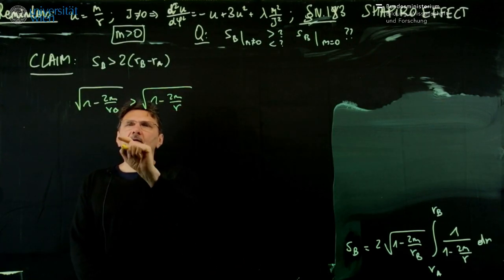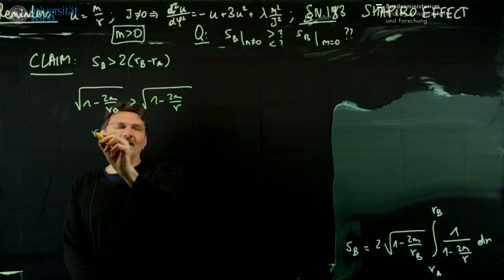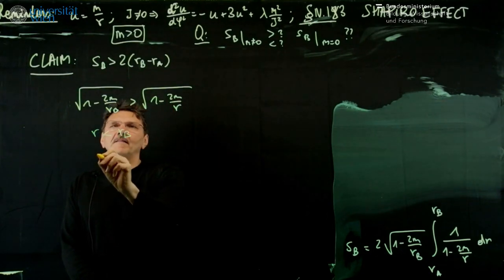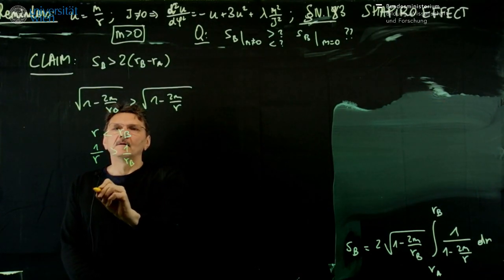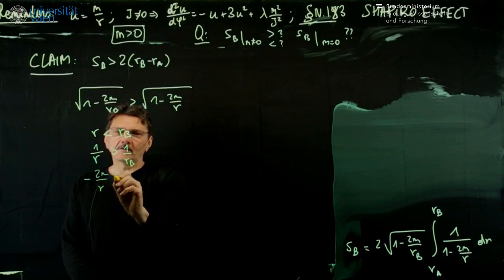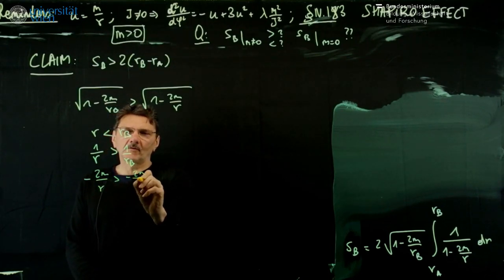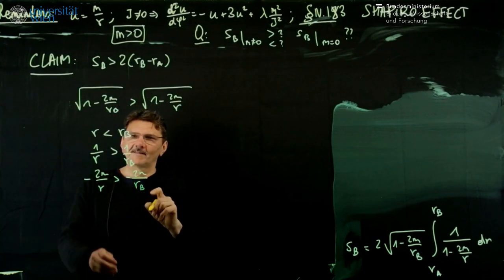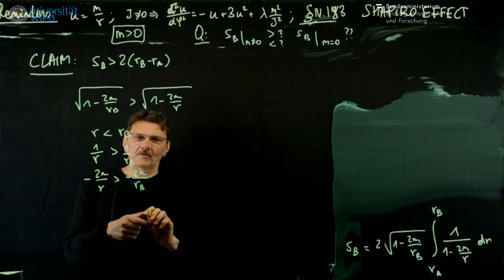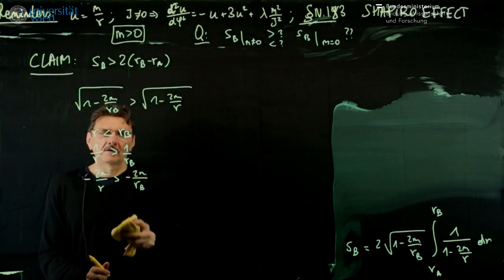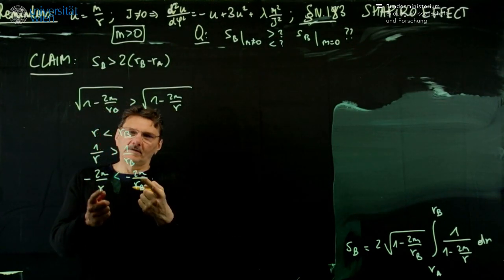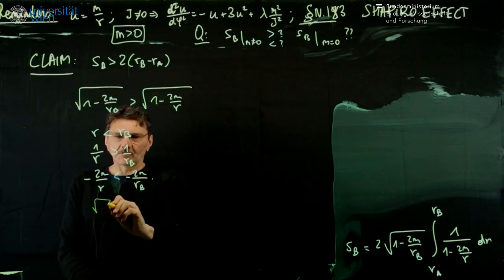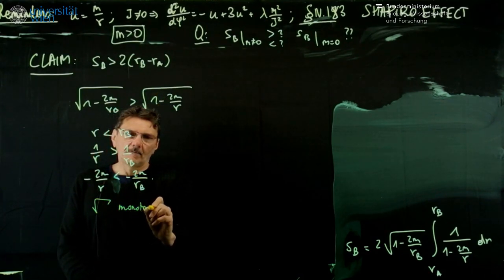So let's see. R is smaller than RB, then 1 over R is larger than 1 over RB, then minus 2m over R is larger than minus 2m over RB, so smaller now, right? And the square root is monotonic. So we get this one.